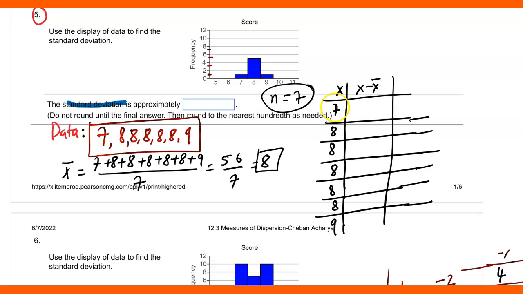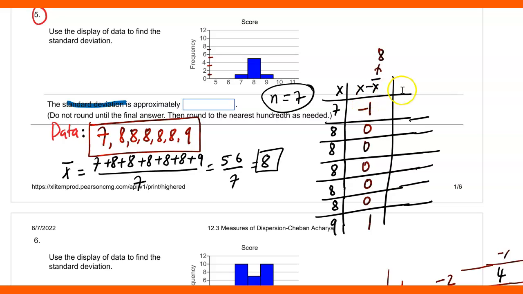And what I'm doing here is I know X bar is 8. Therefore, I use 7 minus 8, which is -1. 8 minus 8, which is 0. Notice that 8 minus 8 is 0, 0, 0, 0. 9 minus 8, which is 1. Okay. Therefore, you have the deviation. This is called deviation again.